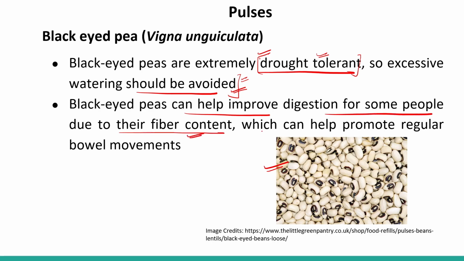So it has a lot of fiber, which is good for our health and can help promote regular bowel movement. Okay, so this is all about pulses. We have covered the different types of pulses that are grown in India. Okay, so this is the end of this particular topic.